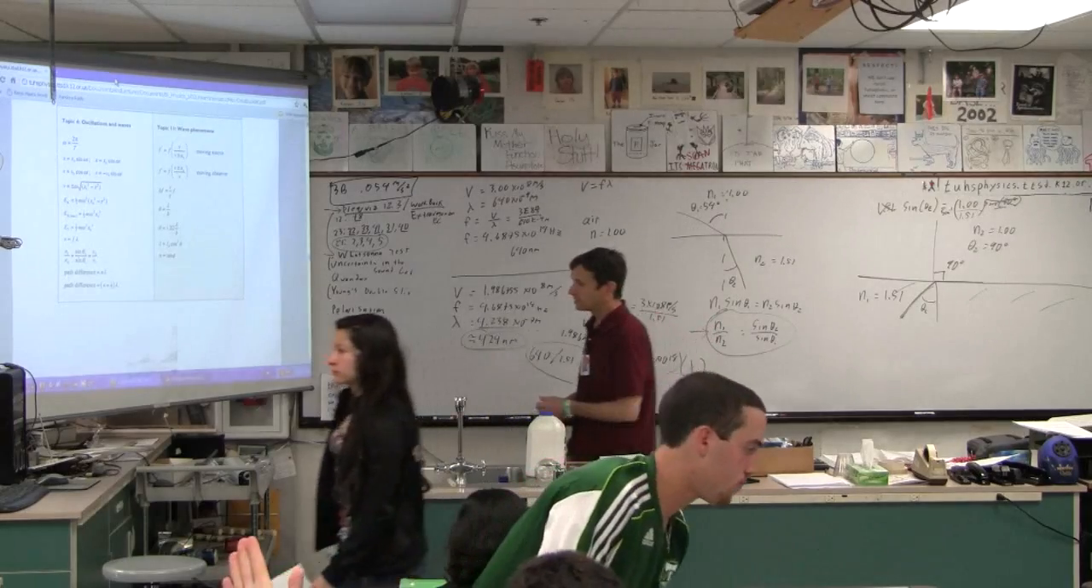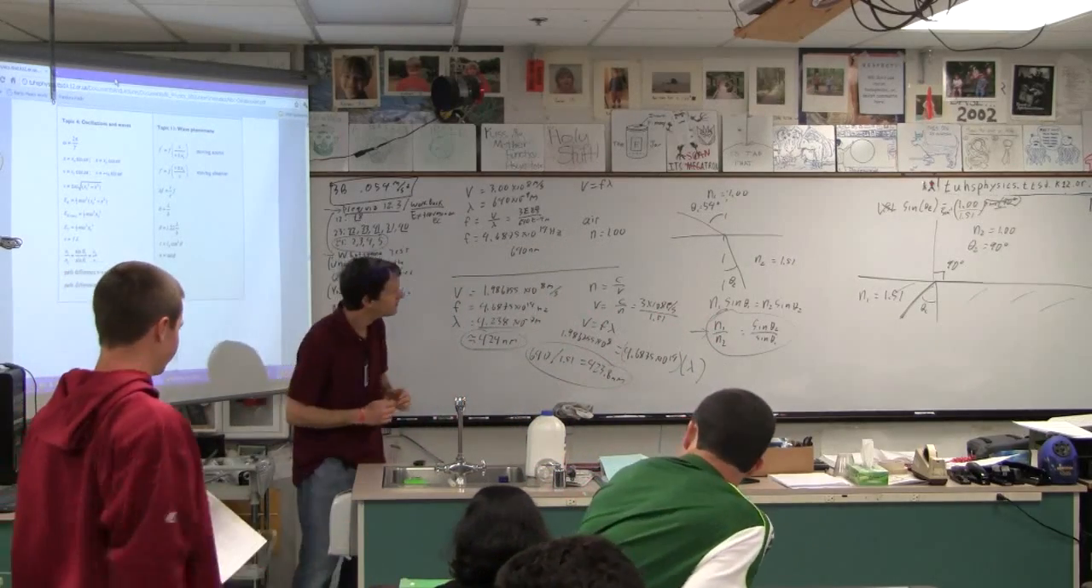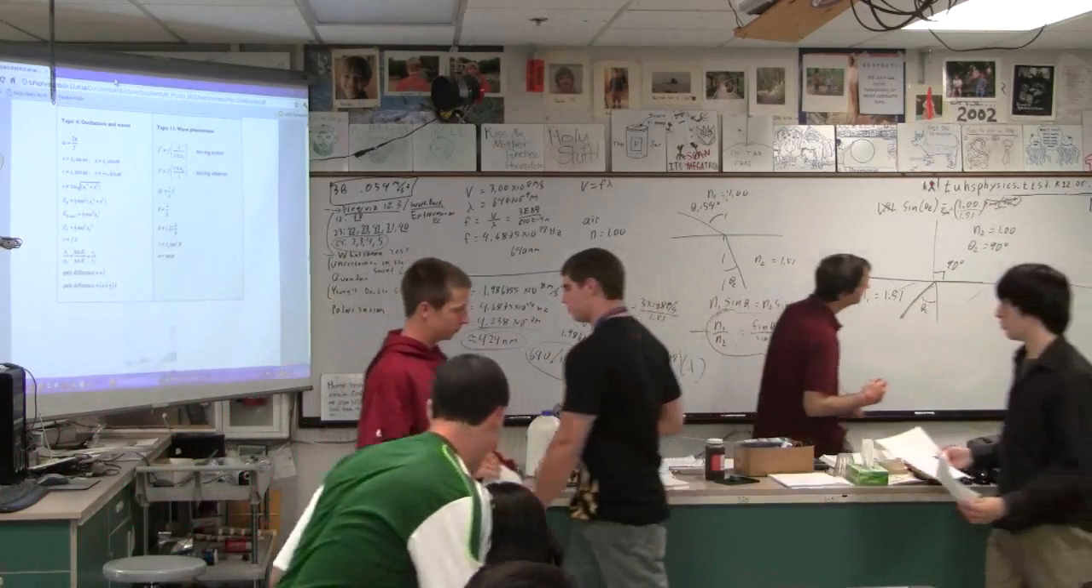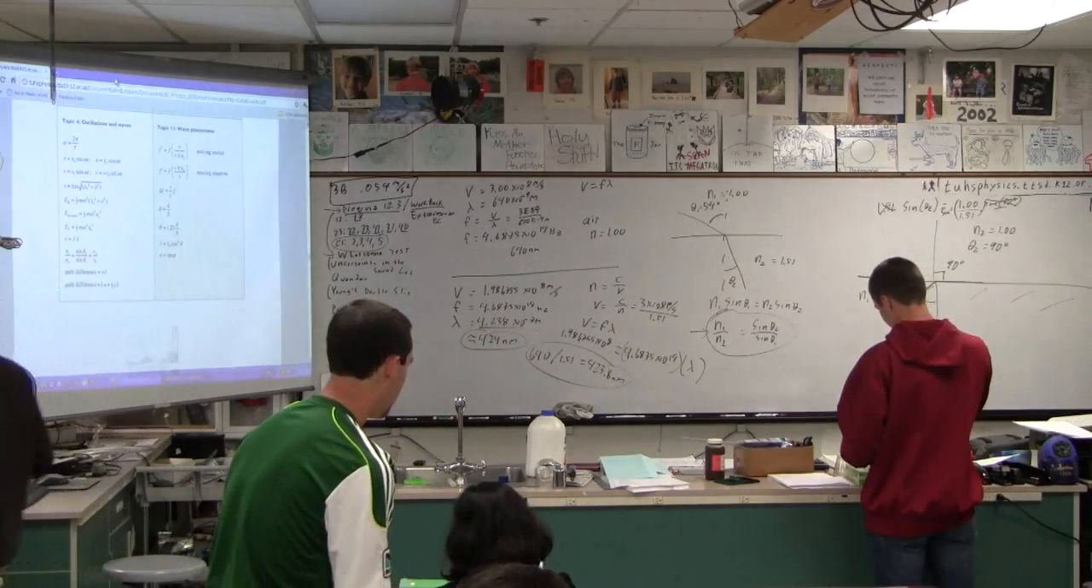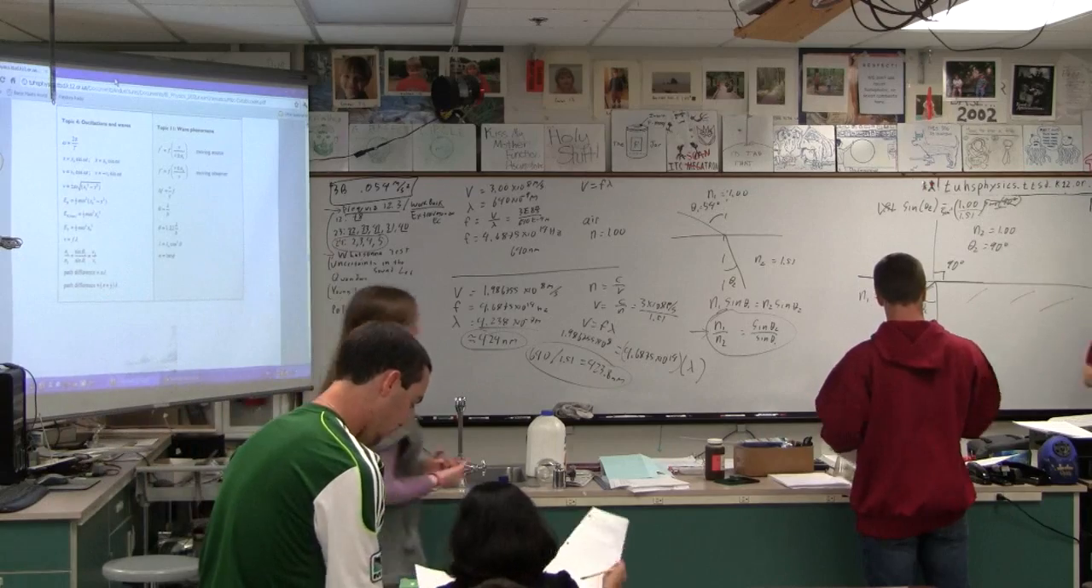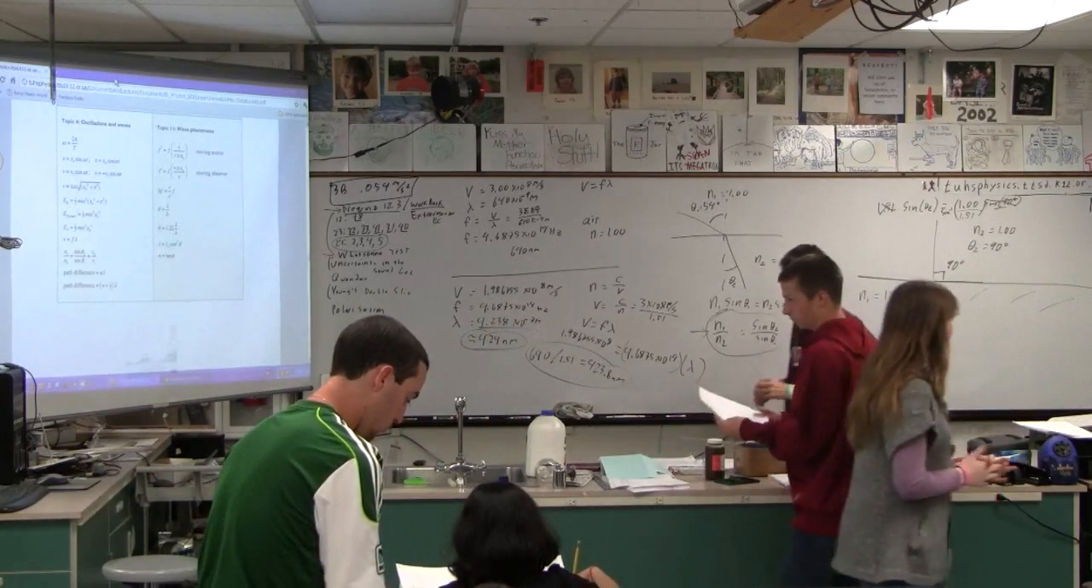Let's start in about, how much time do we have? How about when Mickey's hand is on the 4, we start Young's double slit and polarization.